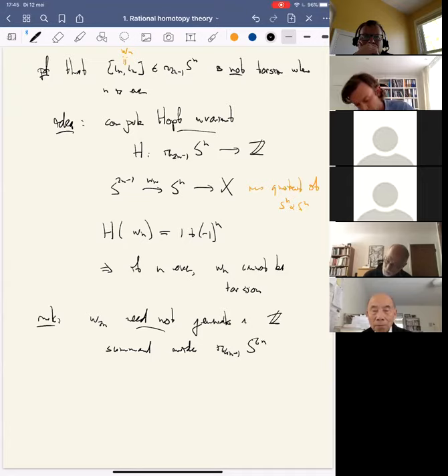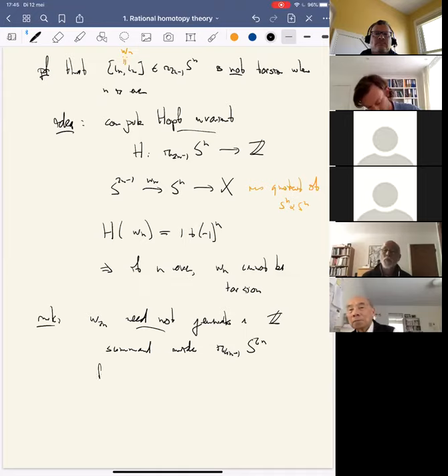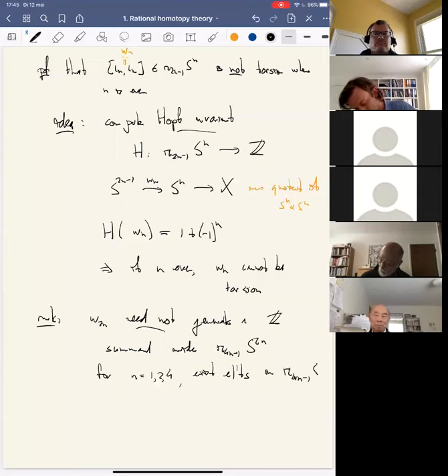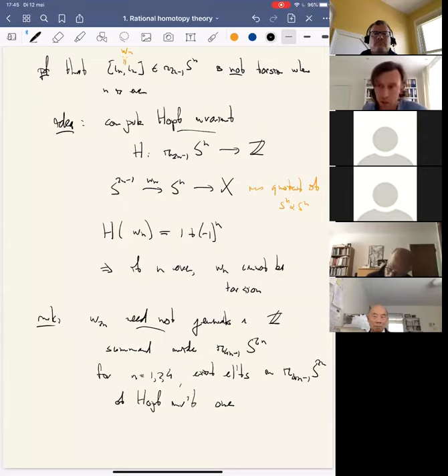Indeed, if you try to figure this out, this is more or less exactly the Hopf invariant 1 problem. So for n equal to 1, 2, or 4, of course, there exist elements in this group of Hopf invariant 1. And therefore, in those cases, the Whitehead bracket definitely cannot generate the Z summand. All right. Okay.